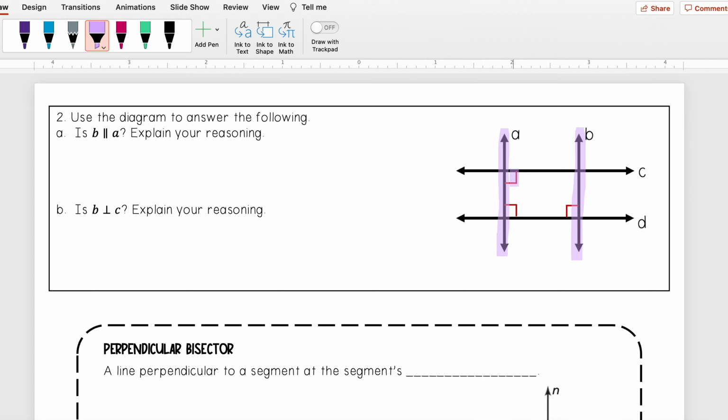Well, I noticed that A is perpendicular to C, but for B, I don't know if it's perpendicular to C. But also, A is perpendicular to D, and then I see that B is also perpendicular to D, and I know that from these right angles that we see right here and here. So, since they're both perpendicular to the same line, by the lines perpendicular to transversal theorem, this is going to be yes. I'm going to say yes by lines perpendicular to transversal theorem.